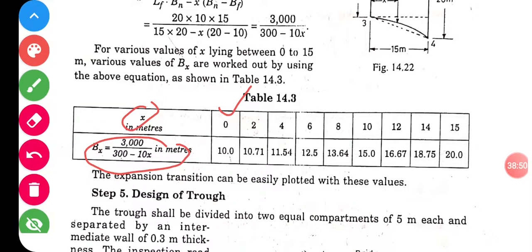At x 0, the Bx is 10 meter. At x 2 meter, Bx is 10.7 meter. At x 4 meter, Bx is 11.5 meter, like that. It is all calculated up to 15 meter. At x 15 meter, what is the length? 20 meter, Bx. So all these things are tabulated.